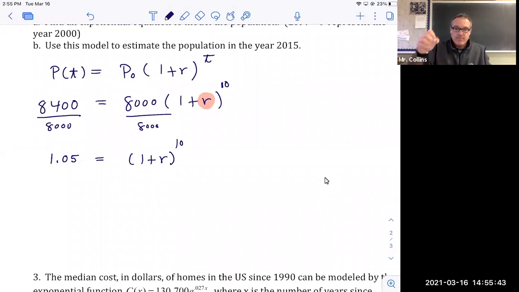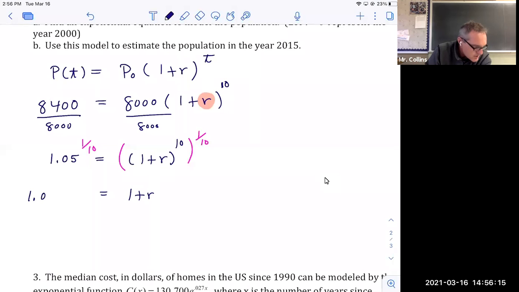And the way you get rid of powers is with roots. So to undo a 10th power, I actually need the 10th root on both sides. To get rid of 10, I just need to do the 1/10 power. So to cancel out a 10th power, raise it to the 1/10, but you got to do it to both sides. So on the right side, I'm going to get 1 plus R, and on the left side, I get 1.05 to the 1/10. You got to jam that in your calculator. A calculator will eat that up, and you get 1.00489.